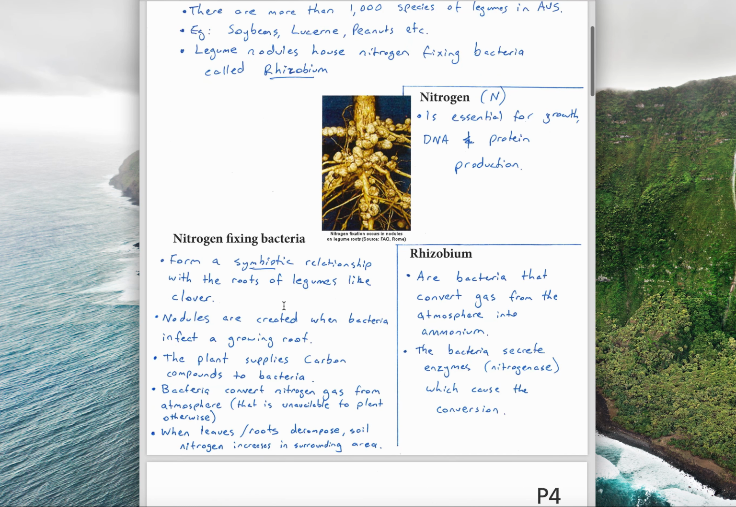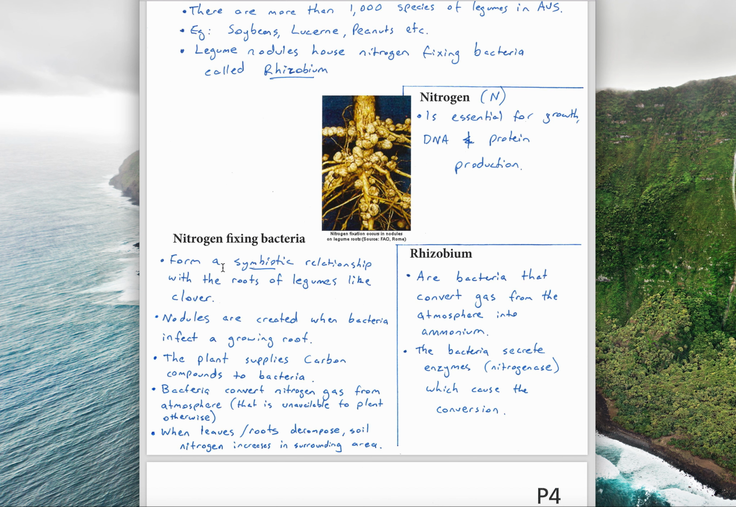So let's have a look at nitrogen-fixing bacteria in general. Nitrogen-fixing bacteria form a symbiotic relationship. Now again, we've looked at symbiotic relationships before, but symbiotic means that they both benefit. The plant provides a place for the bacteria to live, and it also provides carbon compounds for the bacteria to survive on. And then the bacteria will provide nitrogen for the plant to use.